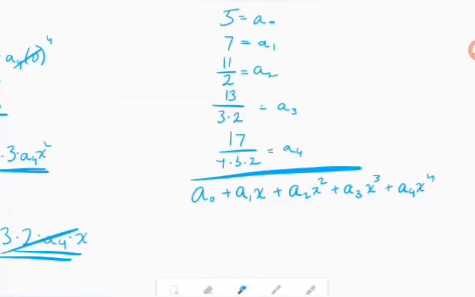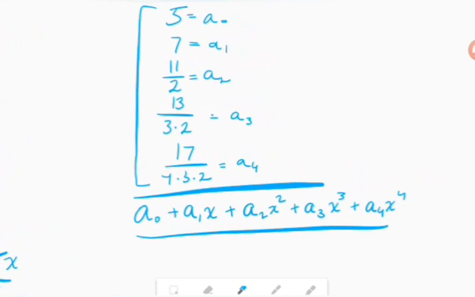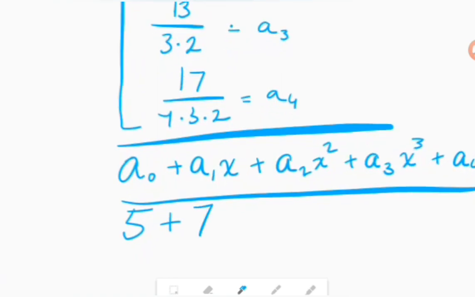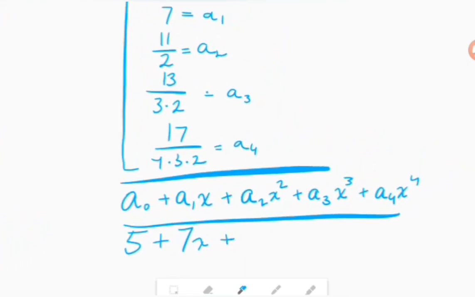So I have the derivative values written here. Let's start plugging them into this polynomial form over here. We're going to start off with a sub 0, and we found a sub 0 to be 5. And we'll add that to a sub 1 times x, and a sub 1 is 7. So it'd be 7 times x, and we're adding this to a sub 2 times x squared. So that's going to be 11x squared over 2.